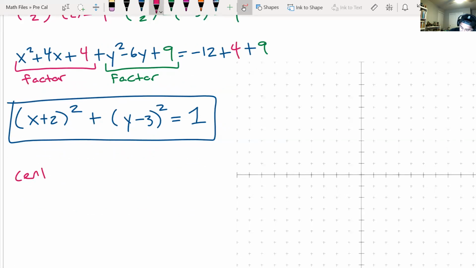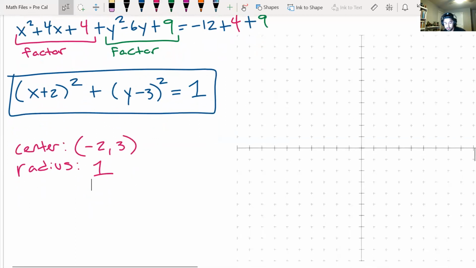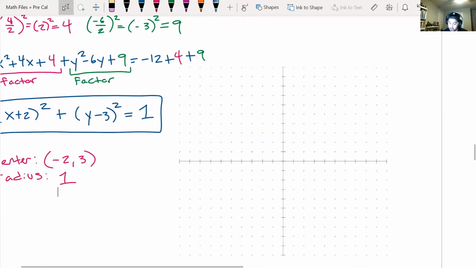Because we know the center. What is the center? -2, 3. And the radius is? 1. Yeah, 1 squared is still 1. So if we plot that, -2 and 3, my radius is 1. So I go up 1, right 1, left 1, down 1.